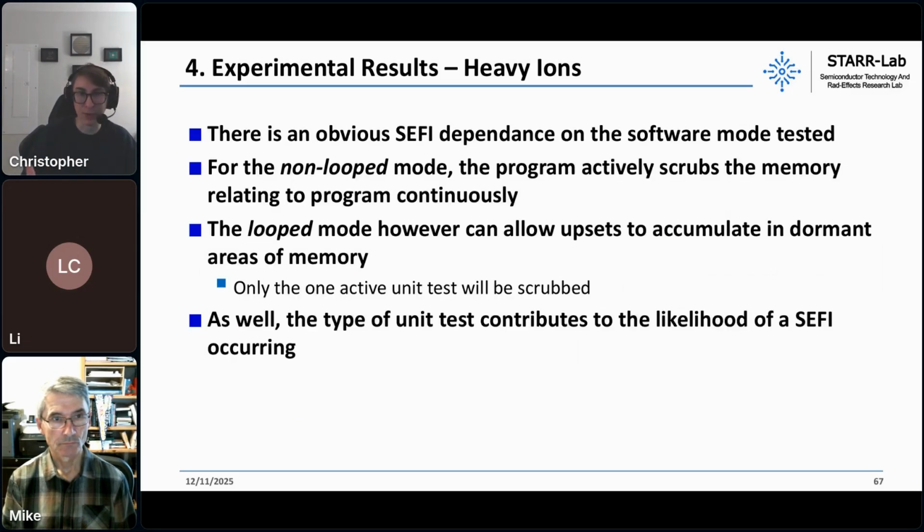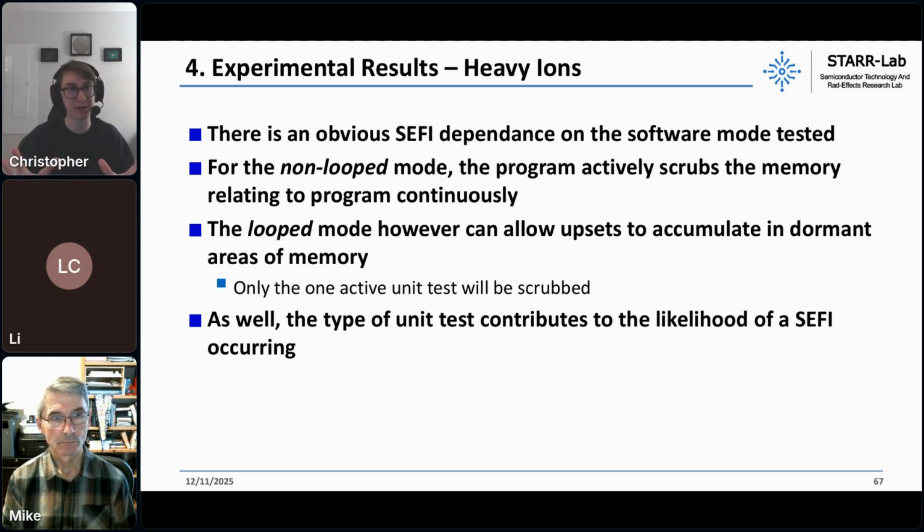Just a quick overview of what we talked about there. We said that there's obviously some big software dependence on the reliability of the device. The thinking for us at that point was that in that non-loop mode, we're running through a lot of the device memory quite repeatedly and quite quickly. So if there are any single bit upsets, we go through and scrub them right away before they can turn into a double bit upset. For that loop mode, we're only focusing on one small region of memory pertaining to just one unit test at a time.